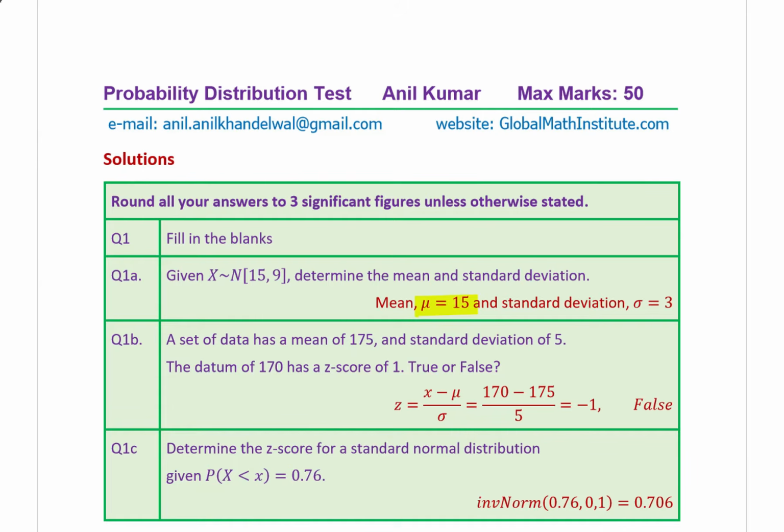So the mean is 15 and the standard deviation is the square root of 9, right? That is the variance given to you. The standard deviation is 3, right?